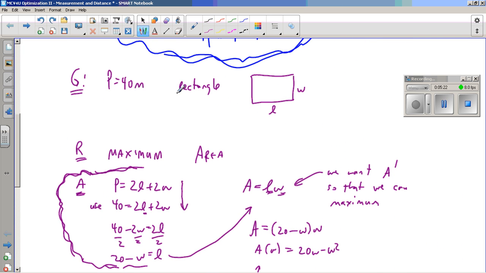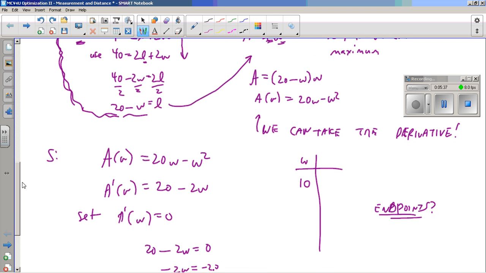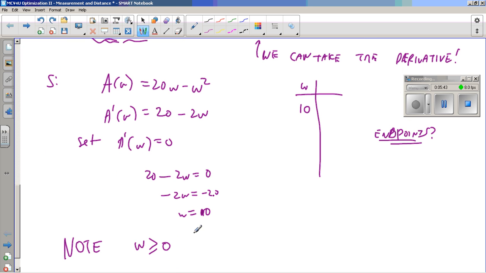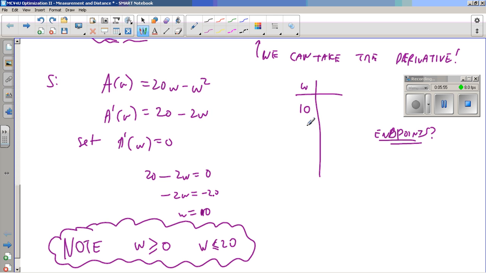Similarly, what's the most W could be? Well, some people would say 40. If I use all 40 of the fence along one side, well, that would be the most W. But there's two of them, right? There's a W here and a W there. So what's the most W could be? W could be 20, right? And in fact, if W was 20, that's when the length would be 0. So I'm going to say the width has to be greater than 0, but the width has to be less than or equal to 20 as well. And so those are the natural endpoints of my situation, of my question.